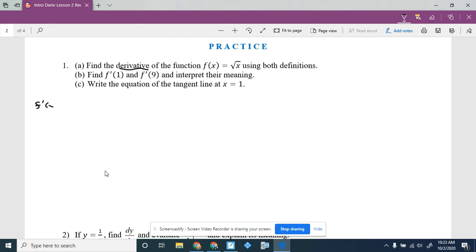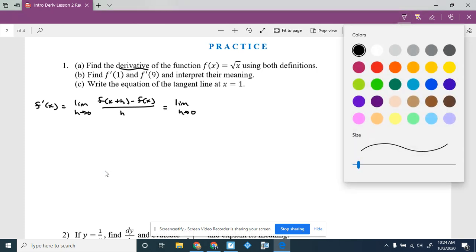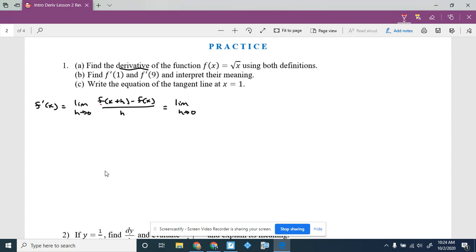F prime of x is going to equal the limit as h goes to 0 of f of x plus h minus f of x all over h. That is the definition of derivative. If they ask you to find f prime of x, this is what you do every single time. So now you have to do this stuff. In other words, let's go ahead and do f of x plus h. So how do I do f of x plus h?